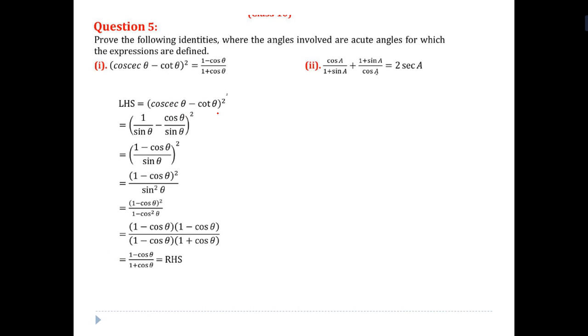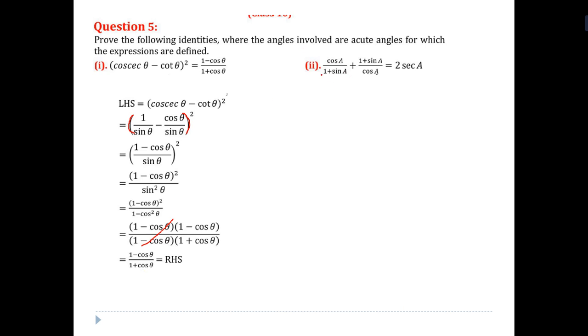So cosec minus cot whole to square, that is 1 upon sin A minus cos upon sin A whole to square. Here it is a bracket. 1 minus cos theta whole to square, the denominator is the same, that is sin. Now open the bracket, that is 1 minus cos theta whole to square divided by sin square. So in 1 minus cos theta whole to square and sin square, we can write 1 minus cos square. That is 1 minus cos, 1 plus cos, that we will cancel. So 1 minus cos upon 1 plus cos.